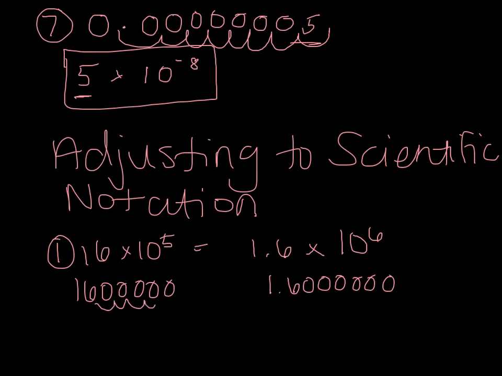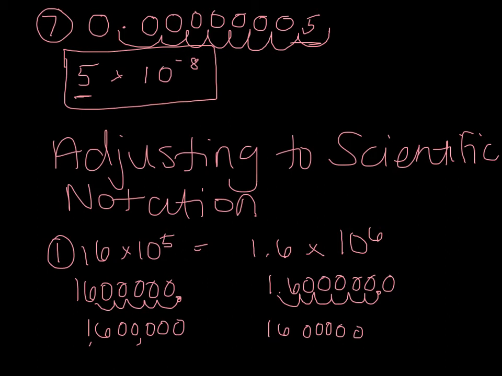Then I need to move it 5. 1, 2, 3, 4, 5. So I would get 16, 1, 2, 3, 4, 5, 1.6 million. And here I need to move it 6. 1, 2, 3, 4, 5, 6. So I get 1, 6, 0, 0, 0, 0, 1, 2, 3, 4, 5 zeros. And I can put my comma, and I get the same answer.